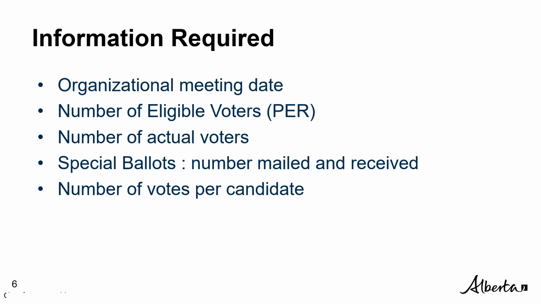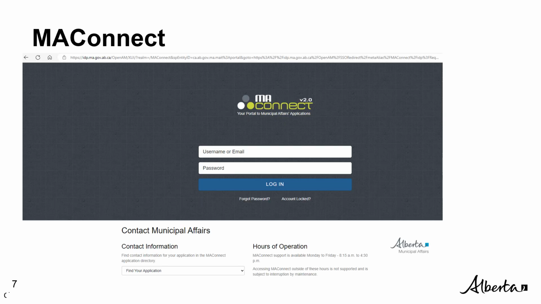Prior to inputting your election results, you would need the following information. Your organizational meeting date. This is the date your elected officials are sworn to office. The updated number of eligible voters from your permanent electors register by municipality and wards. Number of actual voters who cast a ballot in the election. How many special ballots were mailed and received. And finally, the number of votes for each candidate. So let's get started on how you enter your election results on the elections database.